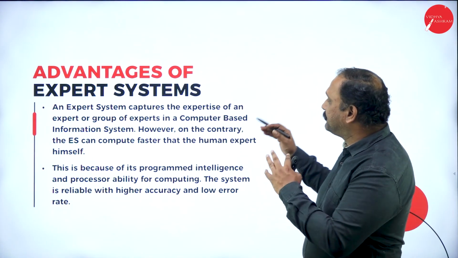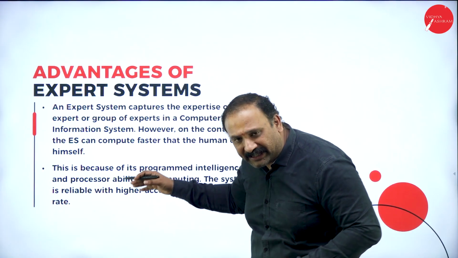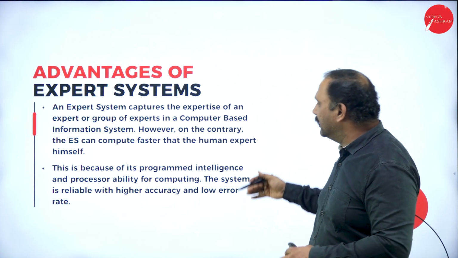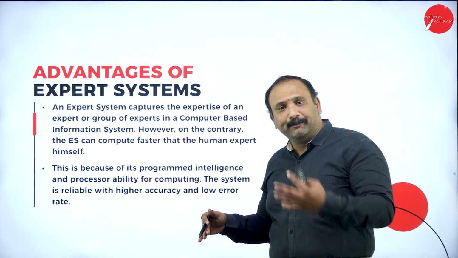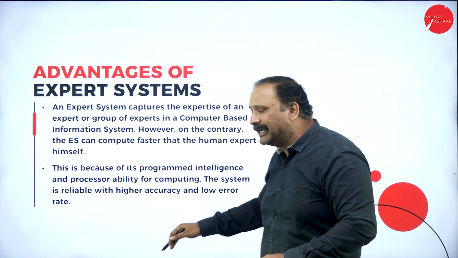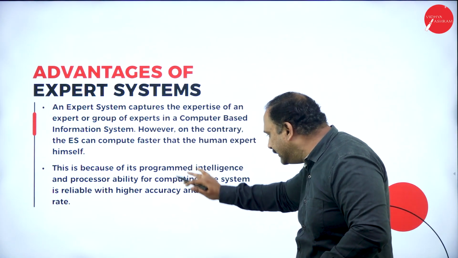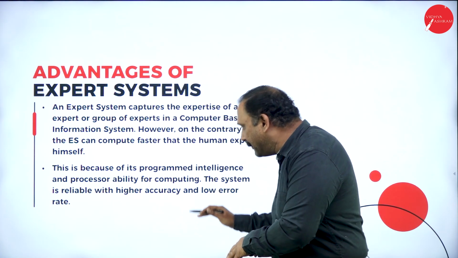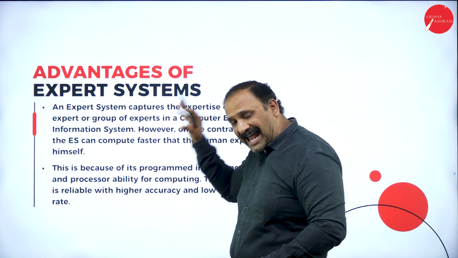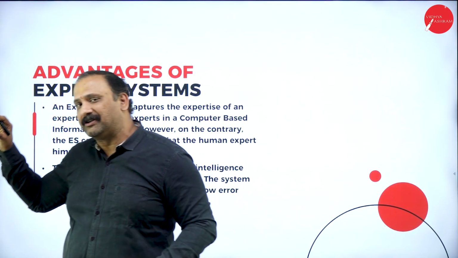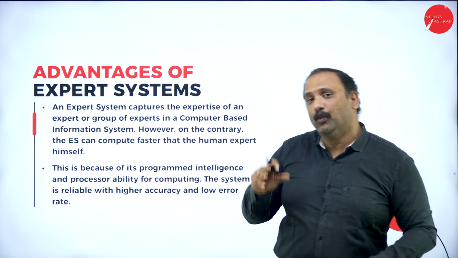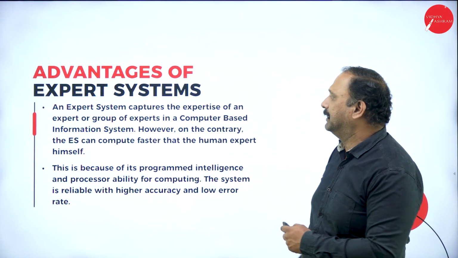As we go up, an expert system would also capture the expertise of a group of experts in a computer-based information system. However, on the contrary, the ES can compute faster than the human expert itself. This is because, very simple, it's program intelligence and the processing ability of the computing. The system is reliable with higher accuracy and lower rate of error. So an expert system can give much more accurate results than what we have expected, and there can be a low rate of error, which makes the systems even more reliable.